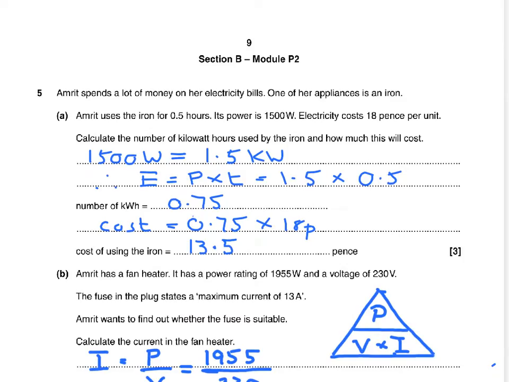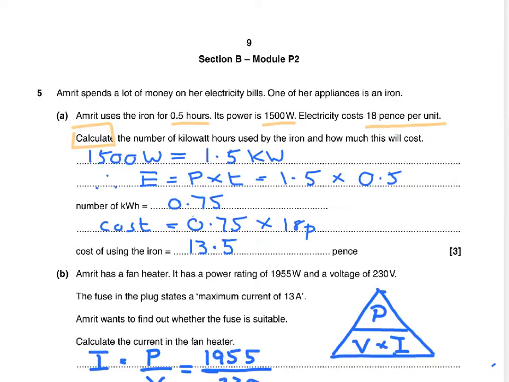Okay, section B. Question 5. Amrit spends a lot of money on her electricity bills. One of her appliances is an iron. Amrit uses the iron for 0.5 hours and its power is 1500 watts. Electricity costs 18 pence per unit. Calculate the number of kilowatt hours used by the iron and how much this will cost.